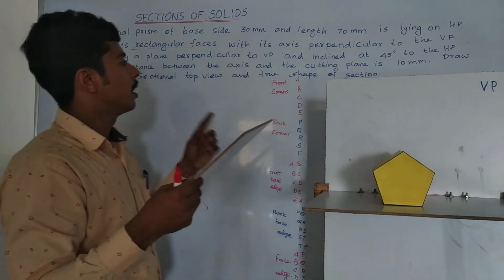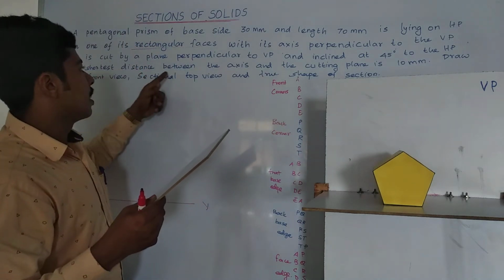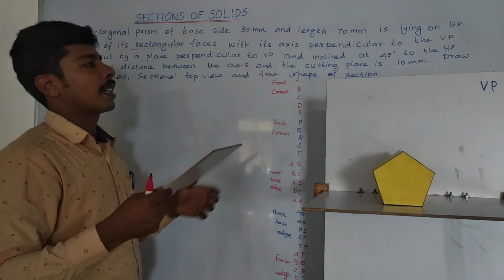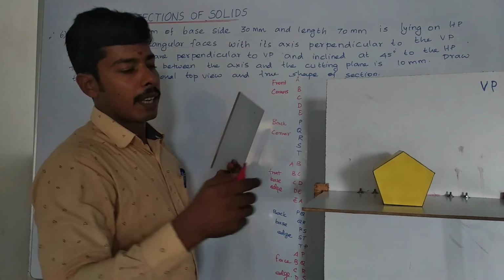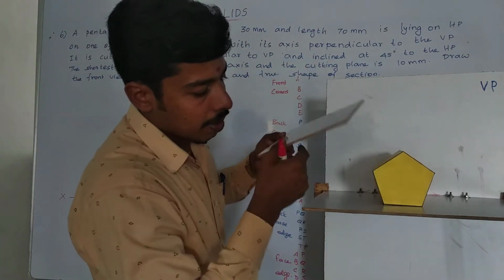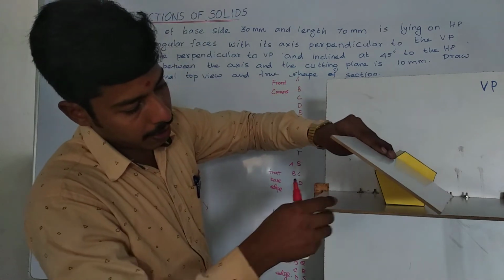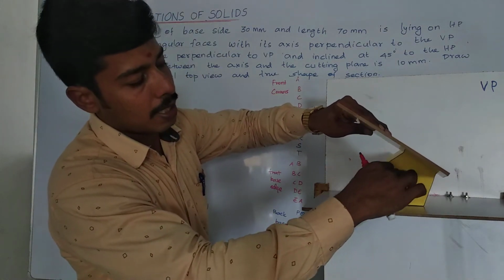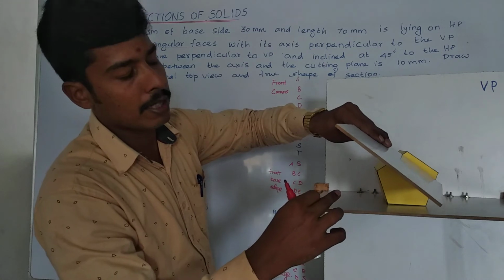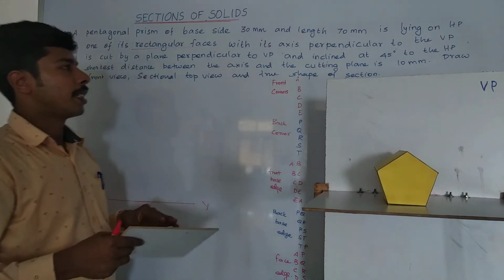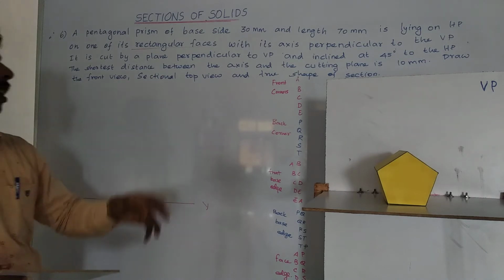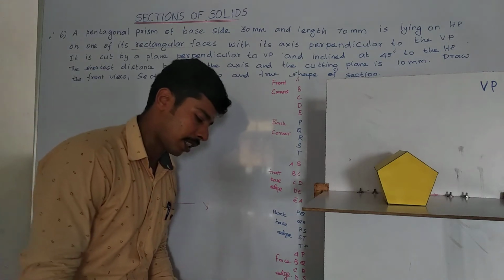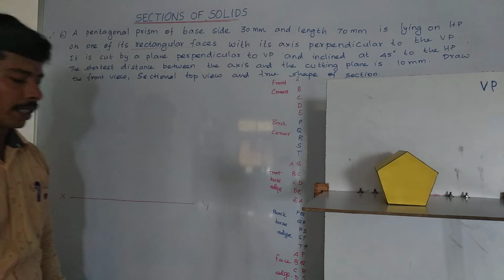The shortest distance between the axis and the cutting plane, axis meaning the center point, is 10 millimeter from the cutting plane. Draw the front view, sectional top view and true shape of the section. That's all. So how to draw this?